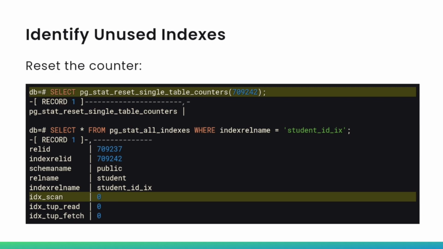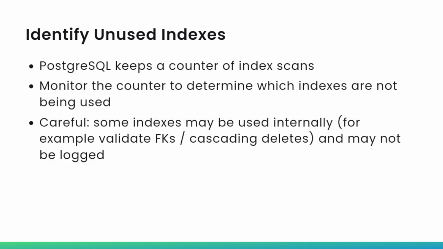So now I can reset the counter, let my application run for a while, okay, maybe under normal load, and come back to check in a day, a week, a month. And if this index scan is 0, this index might not be used and can be dropped.